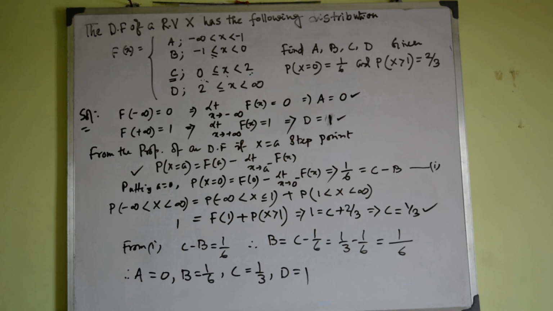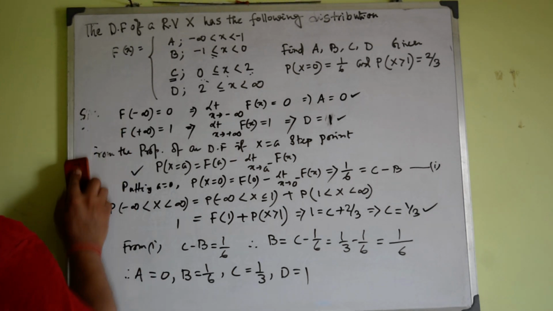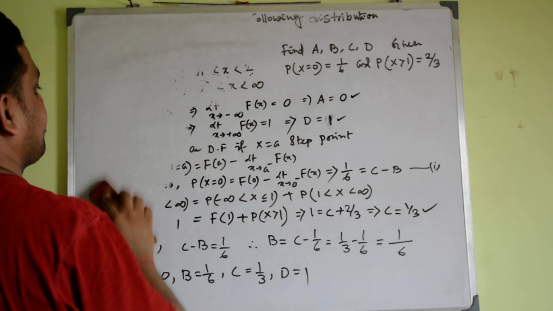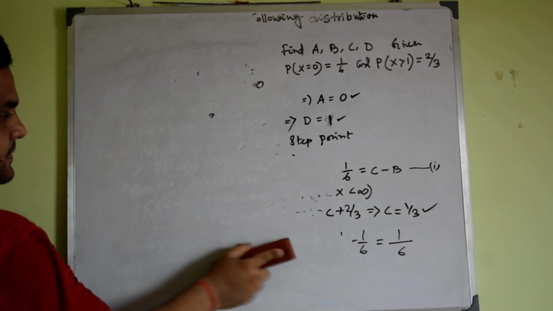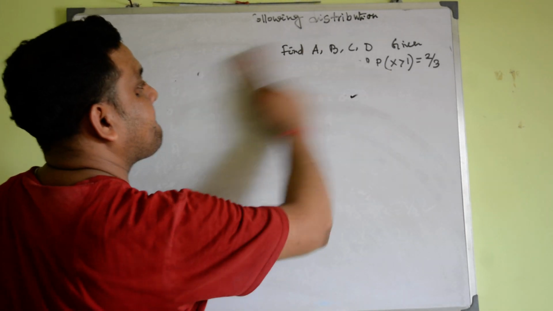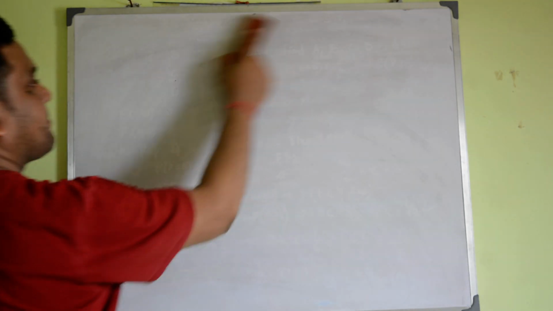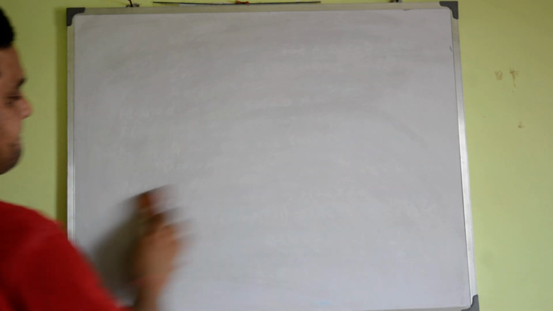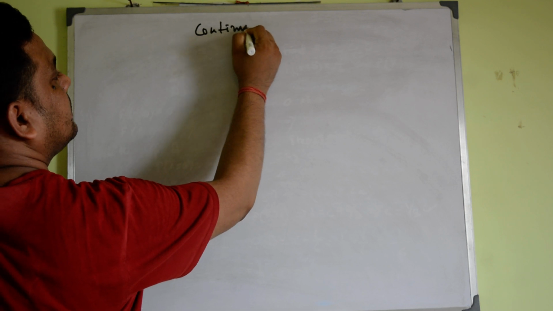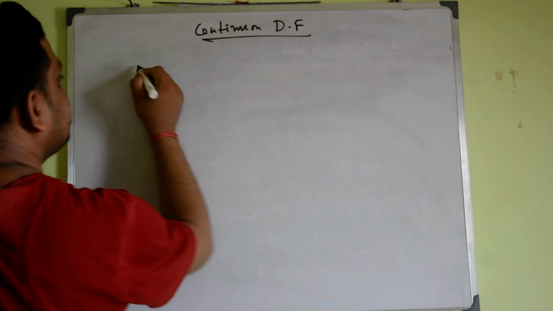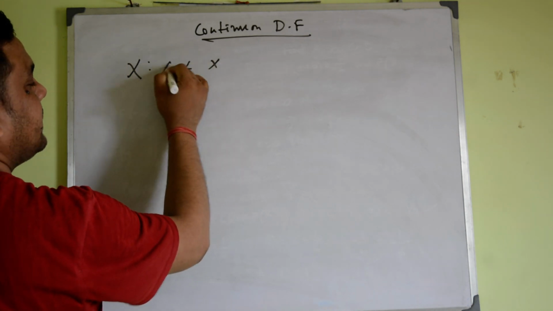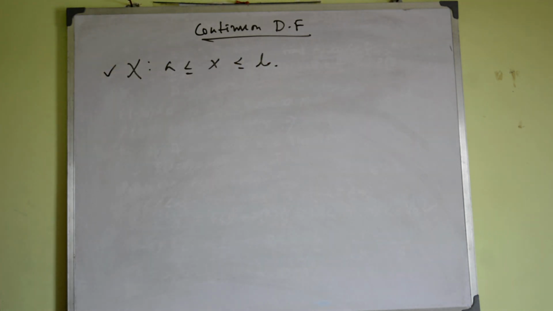Now we are discussing the continuous distribution function. We already said that when the random variable is defined within a certain interval, then we can say that particular random variable is a continuous type of random variable.